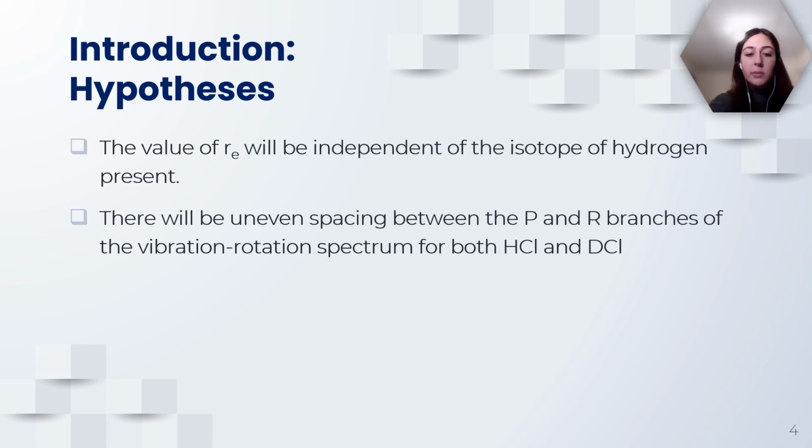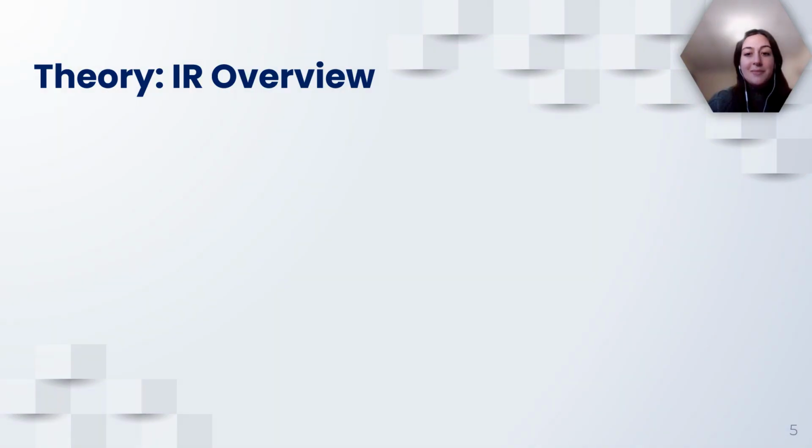The second hypothesis was that there will be uneven spacing between the P and the R branches of the vibration-rotation spectrum for both HCl and DCl. This is because as the J value changes, the corresponding wave number for the transition should not change by the same factor. Just a quick IR overview for you.